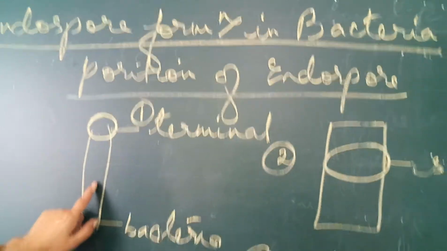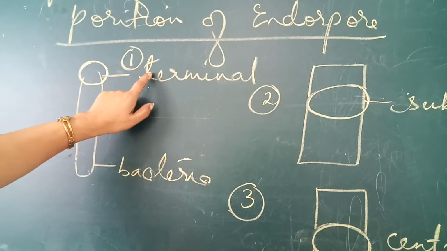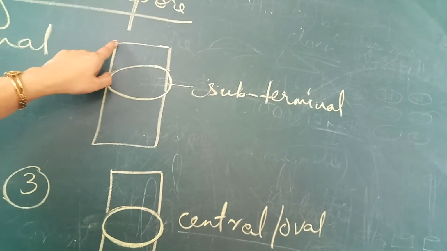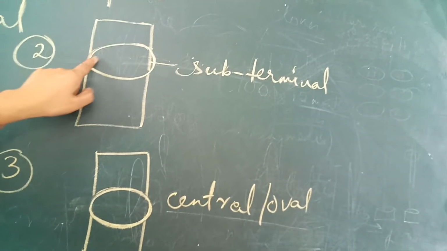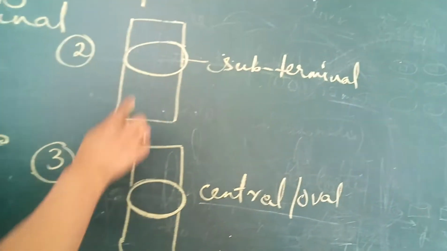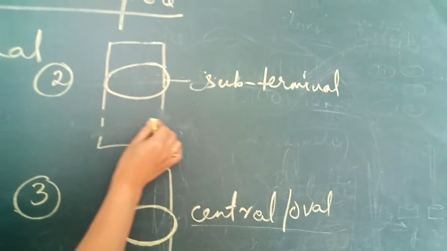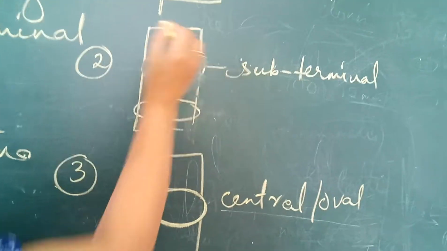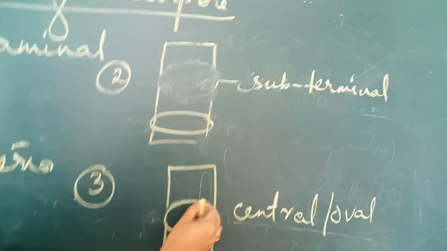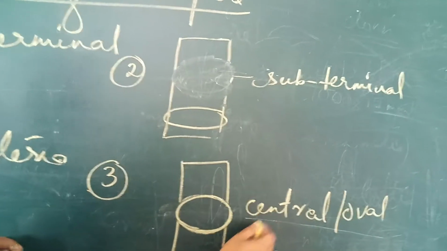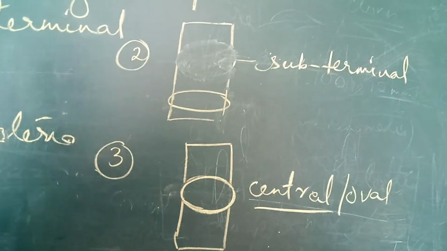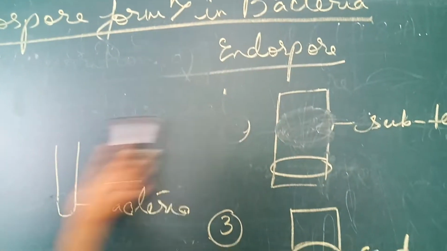Alright, so based on the position of the endospore, if it is formed at the tip of the cell, you call it terminal. If it is formed a few millimeters below the tip, you call it subterminal. Now subterminal can also be from this side like this. And if it is formed at the center of the cell, then that is known as a central endospore.